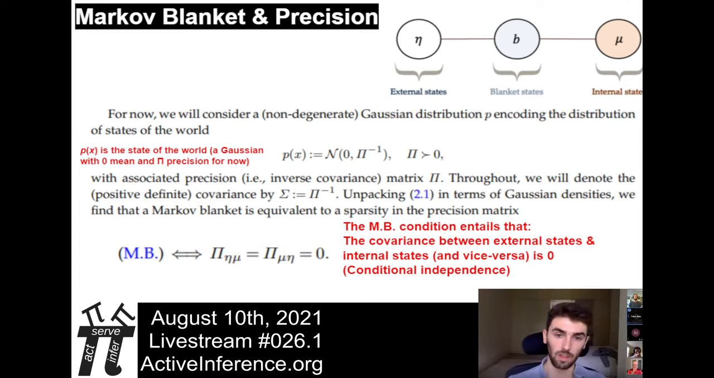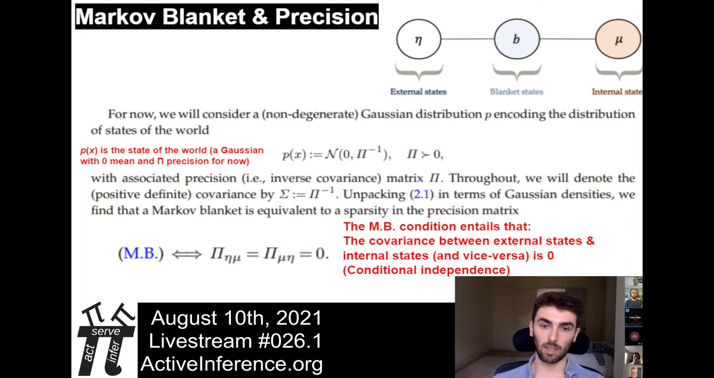Right. So in our scenario here, the matrix pi actually encodes everything about the permeability of the blanket, but more generally, how do the internal states interact with blanket states, and how do the external states interact with blanket states. So matrix pi really gives you the structure of the interaction. And so we just simply show that the Markov blanket condition, so this boundary, actually is equivalent to some kind of structure of the matrix pi.